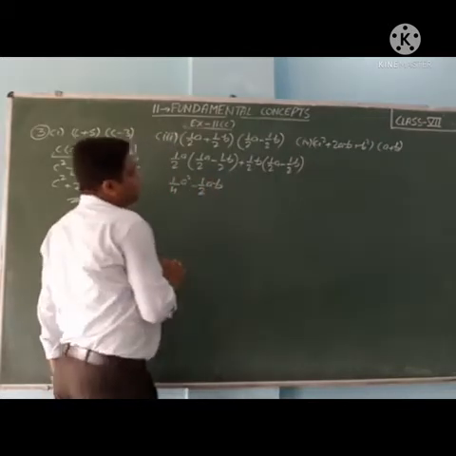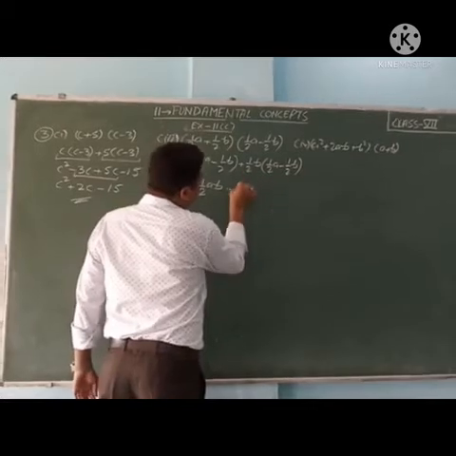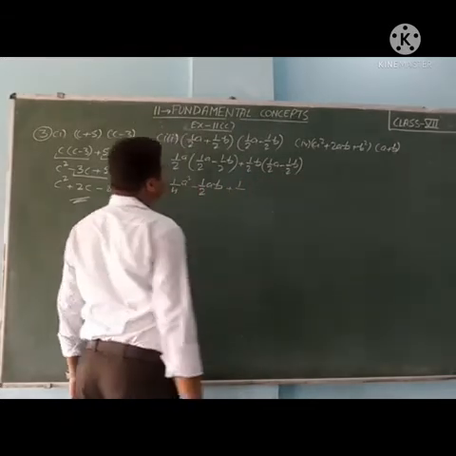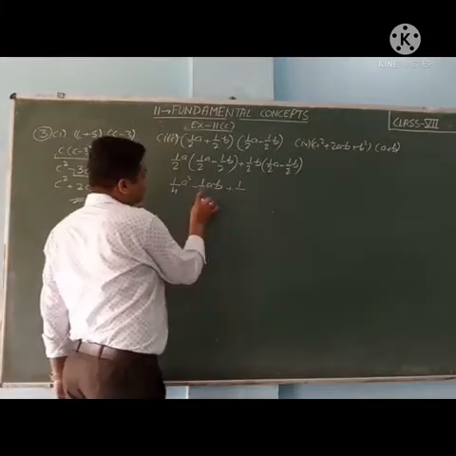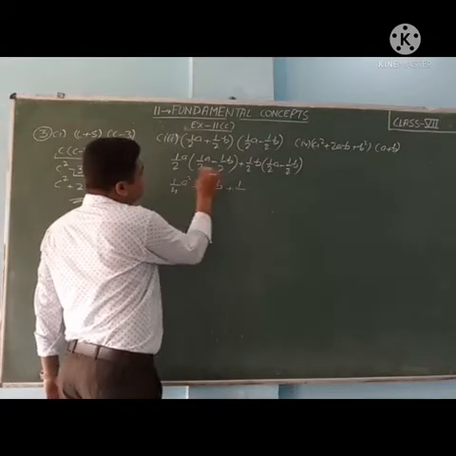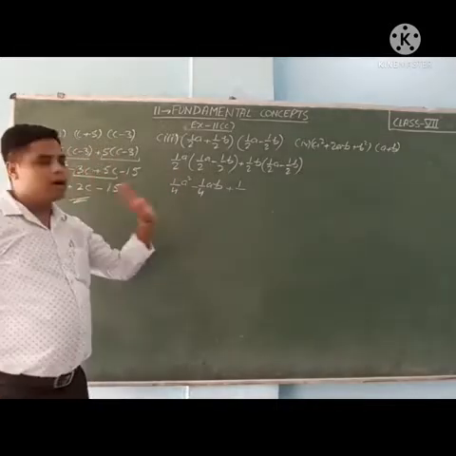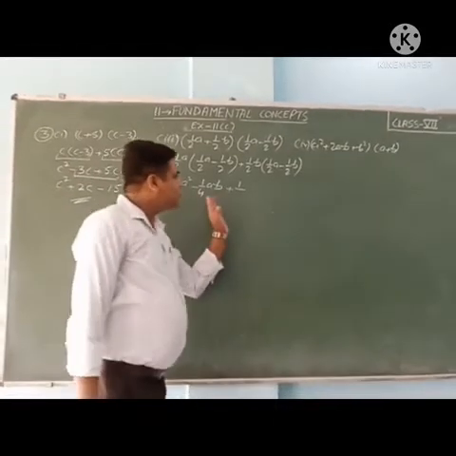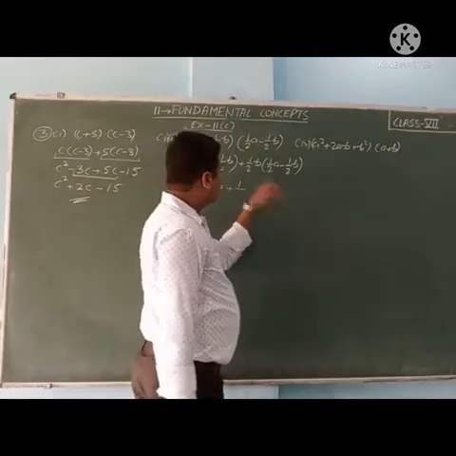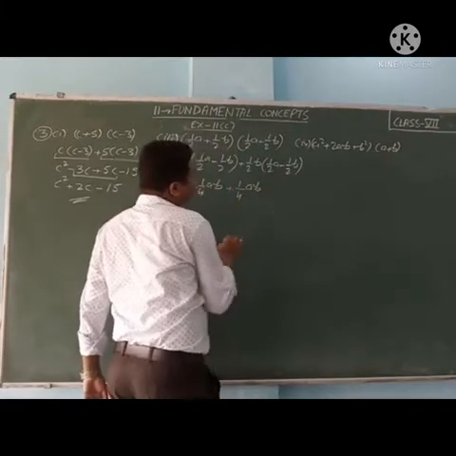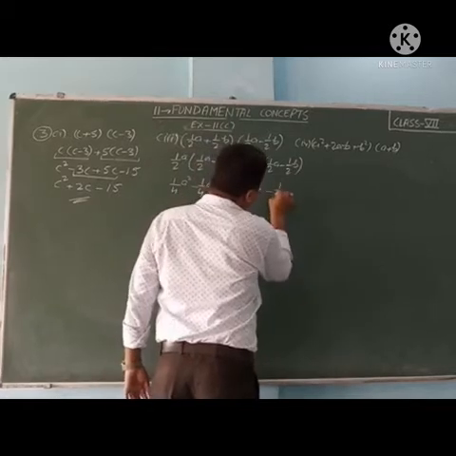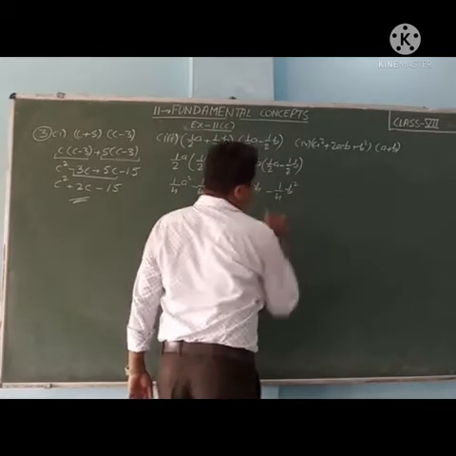Then plus 1 upon 2b, 1 upon 2a multiply 1 upon 2b, 2 to the 4. In the same way here also, 1 into 1, 1, 2 to the 4, 1 upon 4ab. Then plus minus minus 1 upon 4b square.